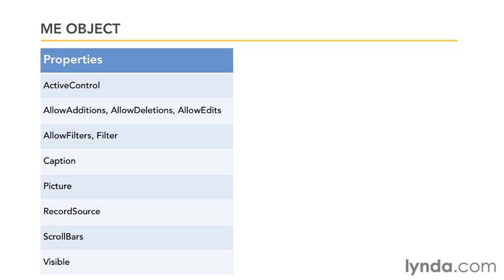The Me object refers to either forms or reports, and there are a variety of properties that you can use, such as identifying the active control, and also indicating whether you want to allow users to be able to manipulate the form or report data. You can also control filters, the caption, the picture that appears in the background, and also identify the record source that provides values for that form or report. And as with controlling the caption and the picture, you can decide which, if any, scroll bars to display and whether to make the form or report visible or invisible.